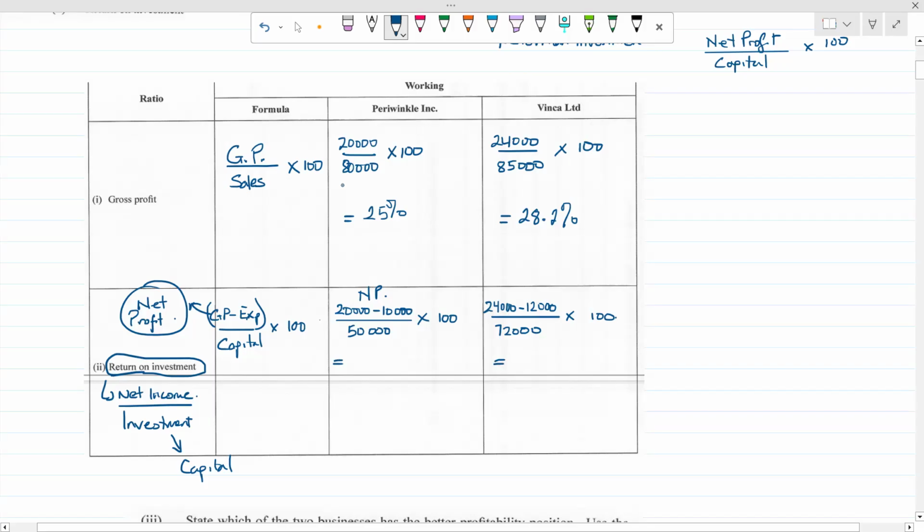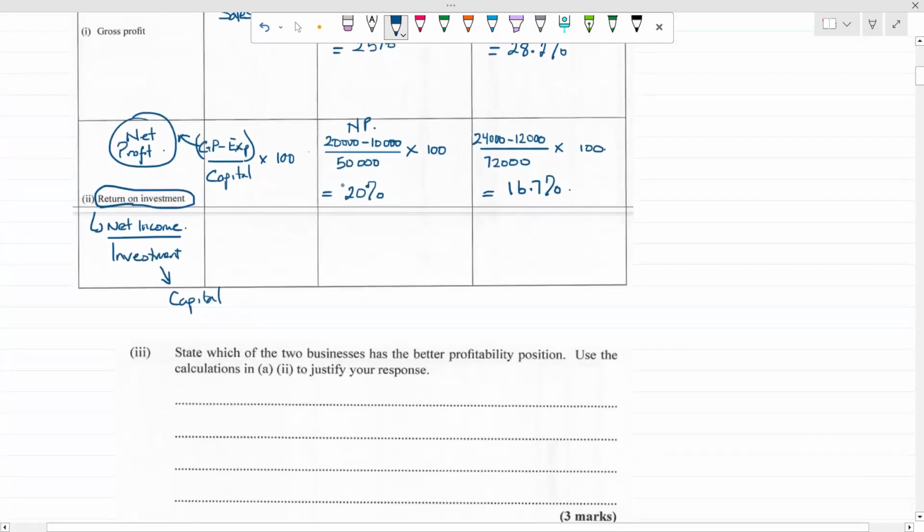Yes, sir. Right? So one-fifth, this will be a 20% return. And 12,000 divided by 72,000 is roughly a 16.7% return if you check on your calculator. Everybody okay with that?